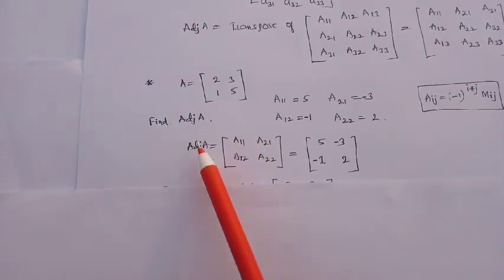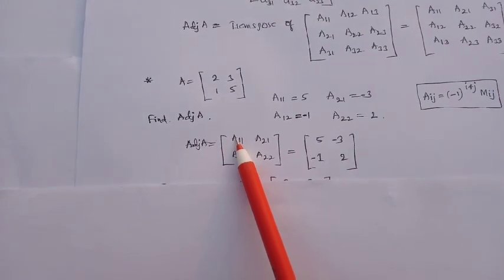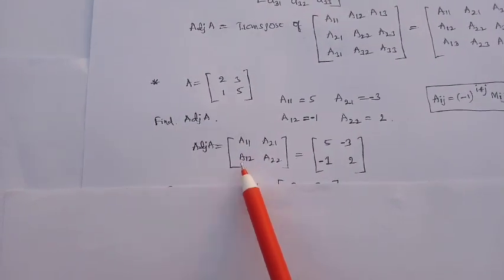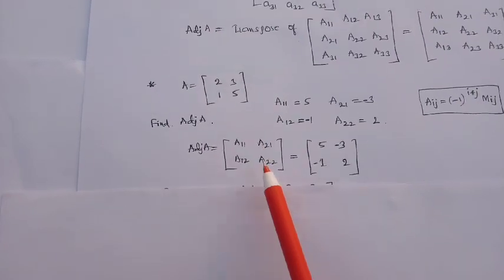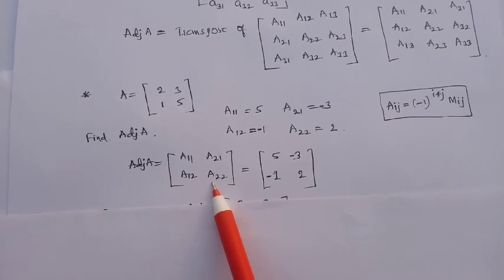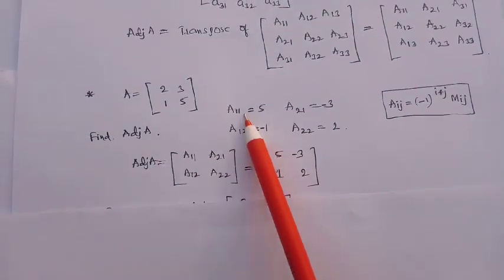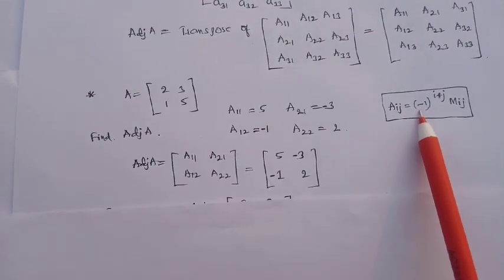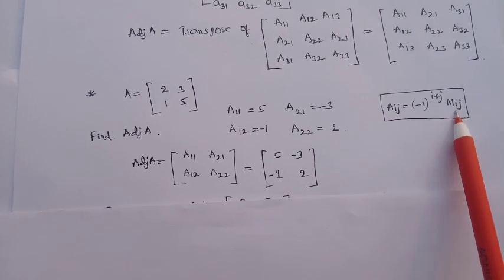So adjoint of A is equal to [A11, A12; A21, A22] with the cofactors. Now next, how will we find A11, A12? Aij is equal to (-1) to the power i plus j times Mij, that is the formula.